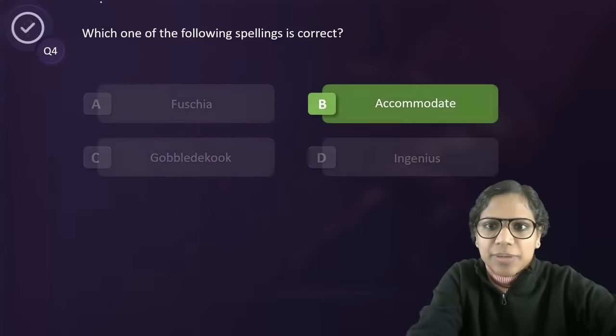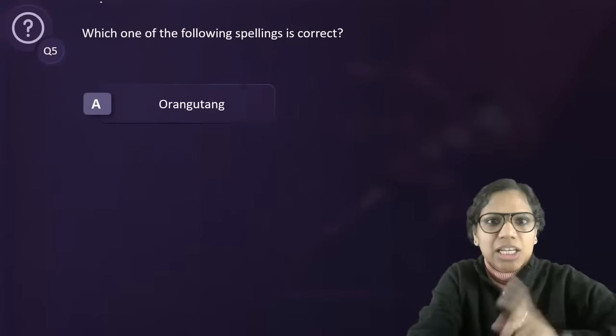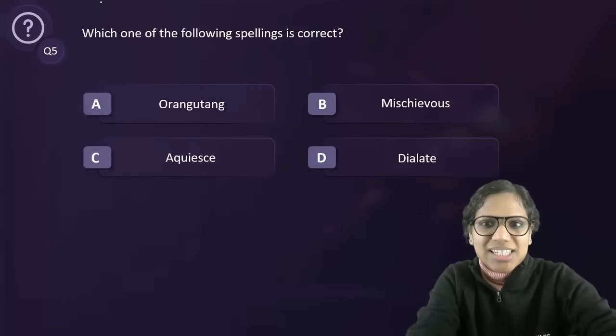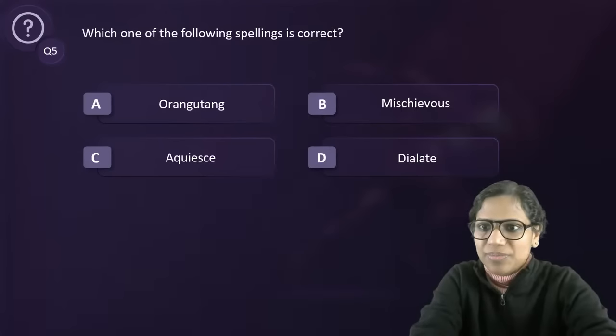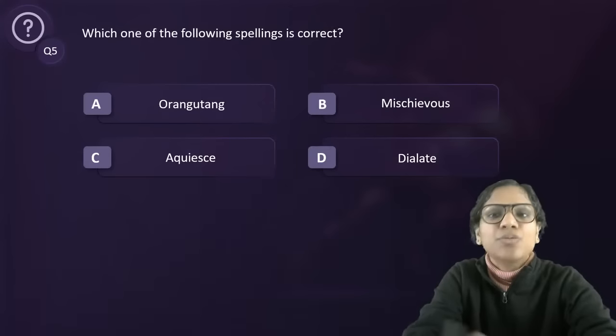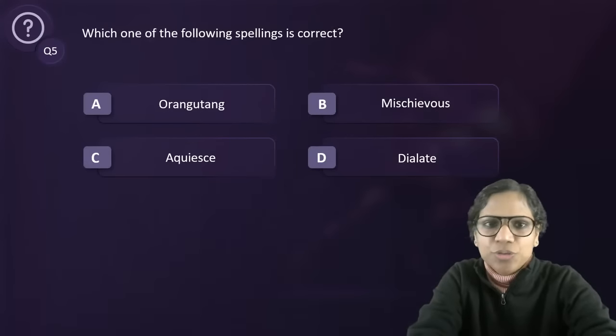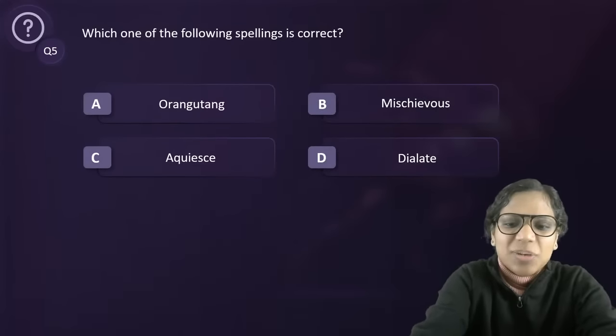So B, Bangalore, okay, spellings. The last spelling question of the day. Yes. Easy. Identify the correct spelling. Fuchsia is a flower and it's a color also, Weber. So which one is easy to eliminate in this one?